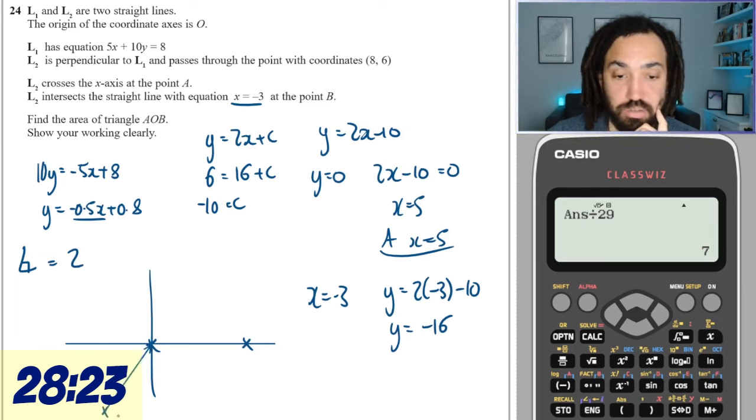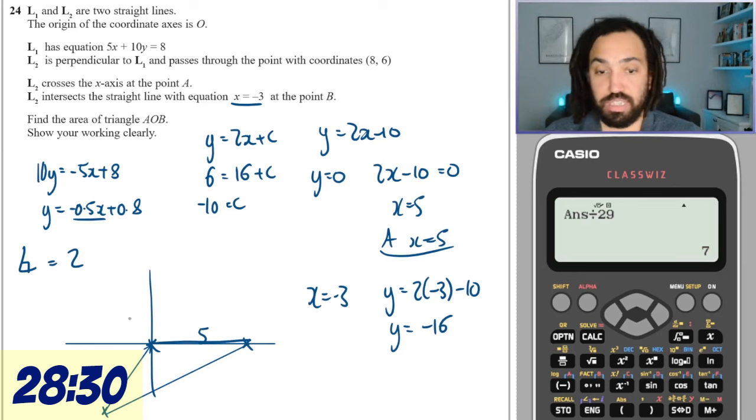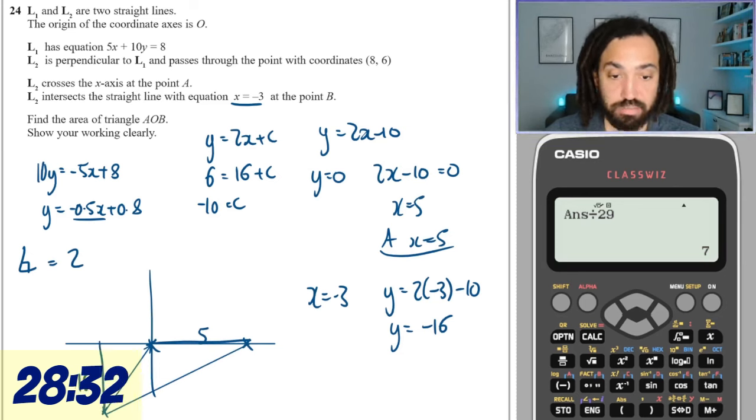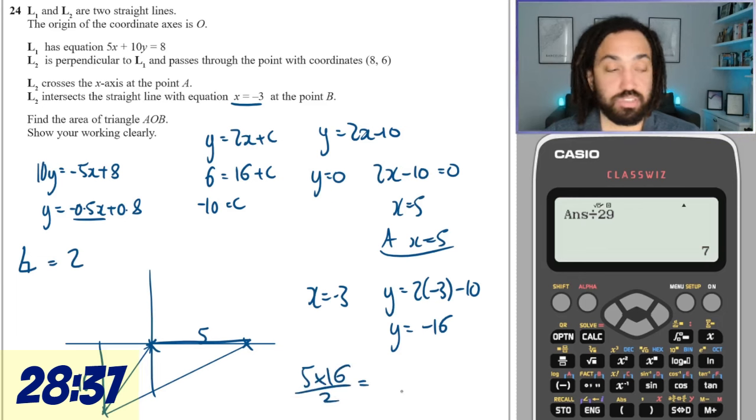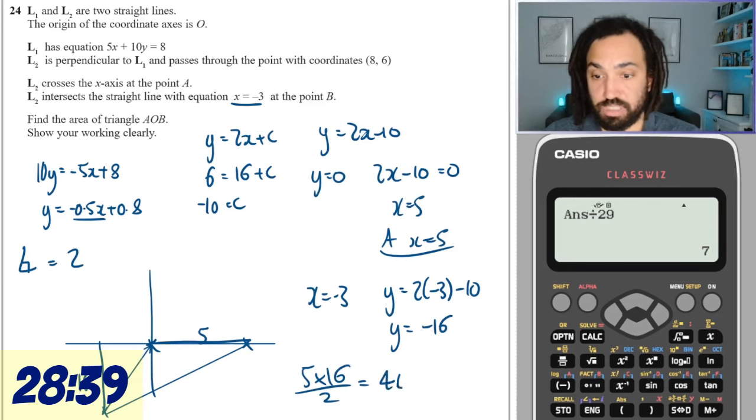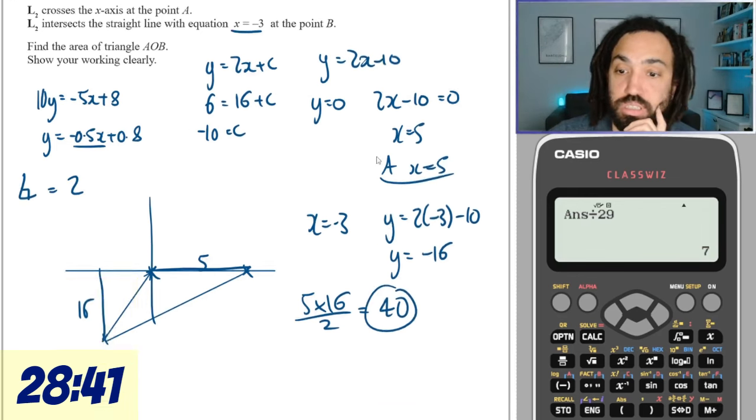Okay, so this is a triangle which we can have this. So the base is 5 along here, because we know that it goes from 0 to 5, and this height here is 16. Perfect. So it's just a half times 5 times 16, which is 40. Bosh.